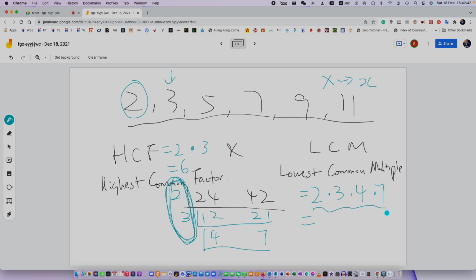So can you help me out? What's the answer for LCM? Use your calculator. 168. Okay, so 168. Alright, so that's how you do the HCF and LCM. With this, I'm going to give you a question.